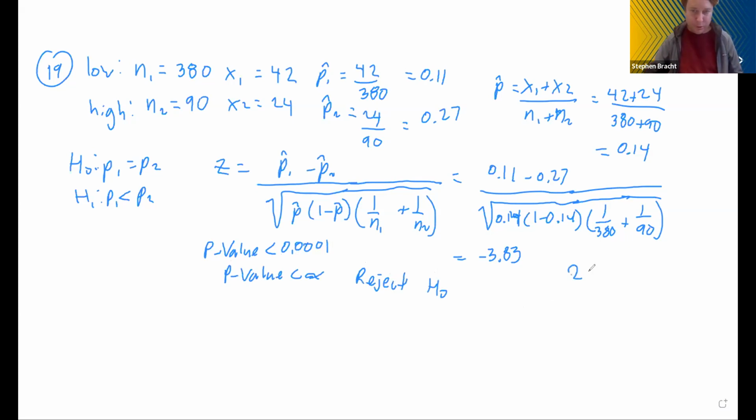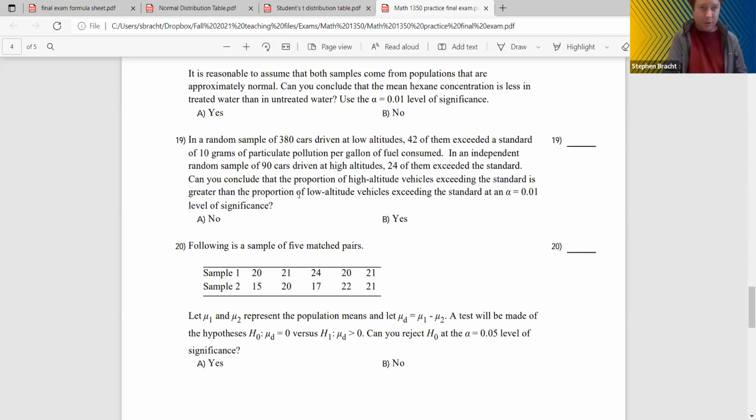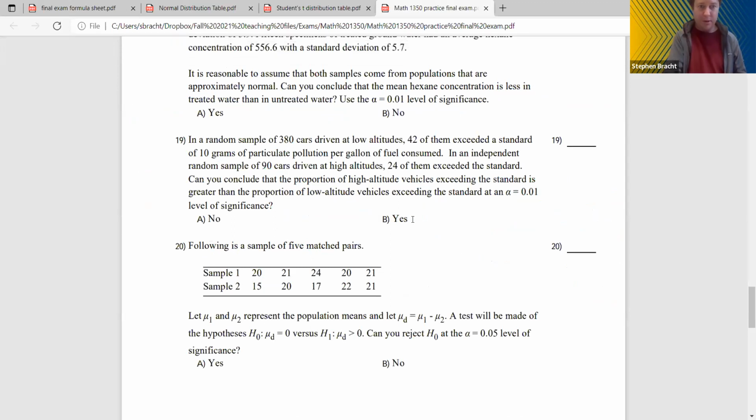On the calculator, you would want to use 2-prop z test. That's what you want to use on the calculator. So I rejected the null hypothesis. It says, can you conclude that the proportion of high altitude vehicles exceeding the standard is greater than the proportion of low altitude vehicles exceeding the standard? The answer is yes, right?